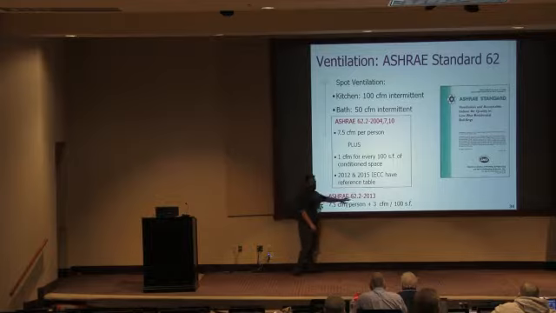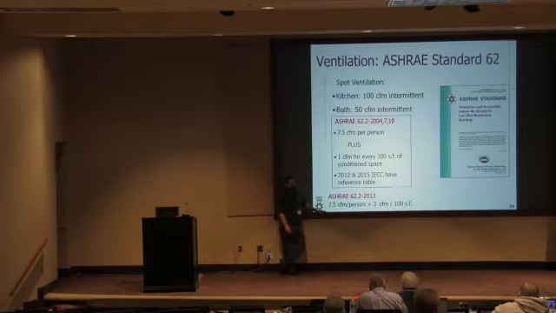ASHRAE 62 2013 came out, and they changed the equation. The IRC and IECC have not updated to this newer version of ASHRAE. Their tables are based on this equation. The new version of ASHRAE says 7.5 CFM per person plus 3 CFM per 100 square feet, triple what is in this standard.